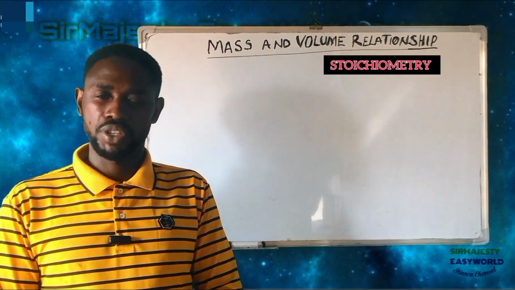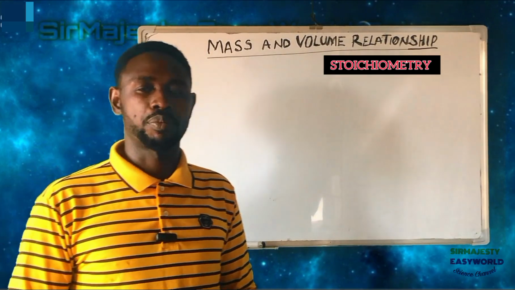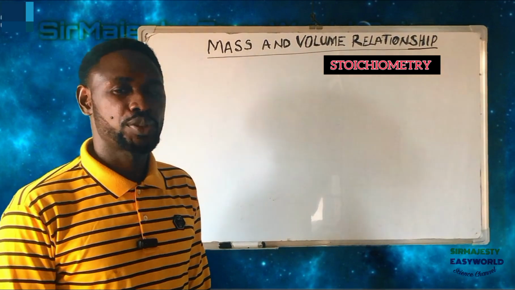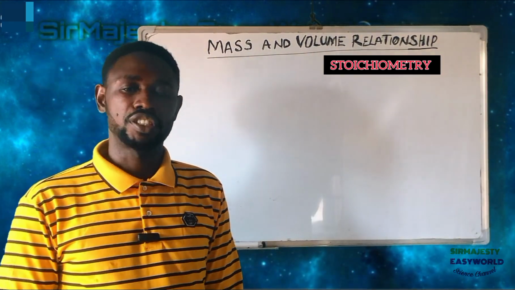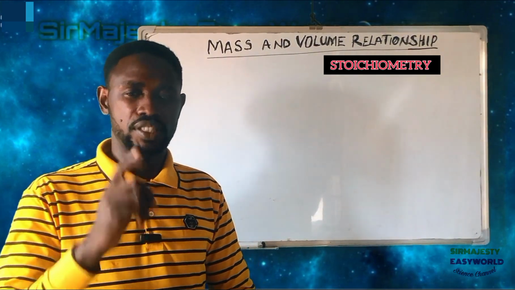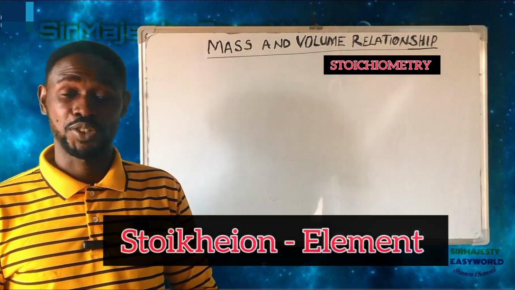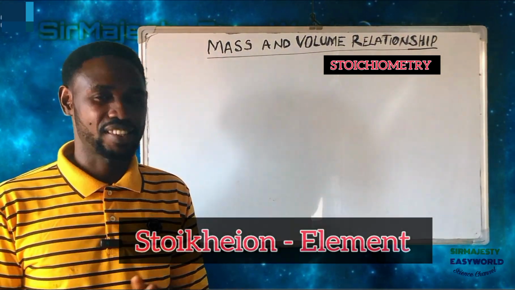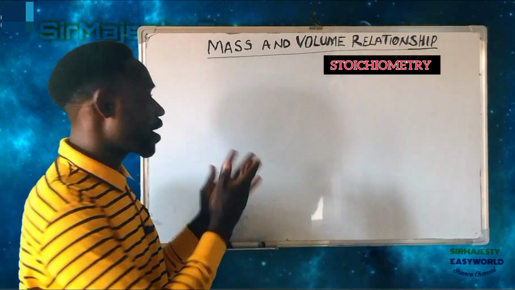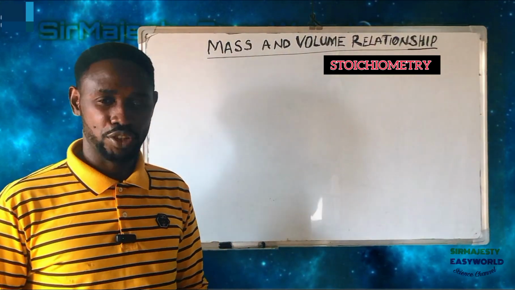The aspect of chemistry that is concerned with the proportionality between reactants and products in a chemical reaction is called stoichiometry. So what is stoichiometry? Let's consider the origin of the term. It is derived from 2 Greek words, stoichion, which means element, and metron, which means measure. So literally, stoichiometry means measurement of elements, or to measure matter.